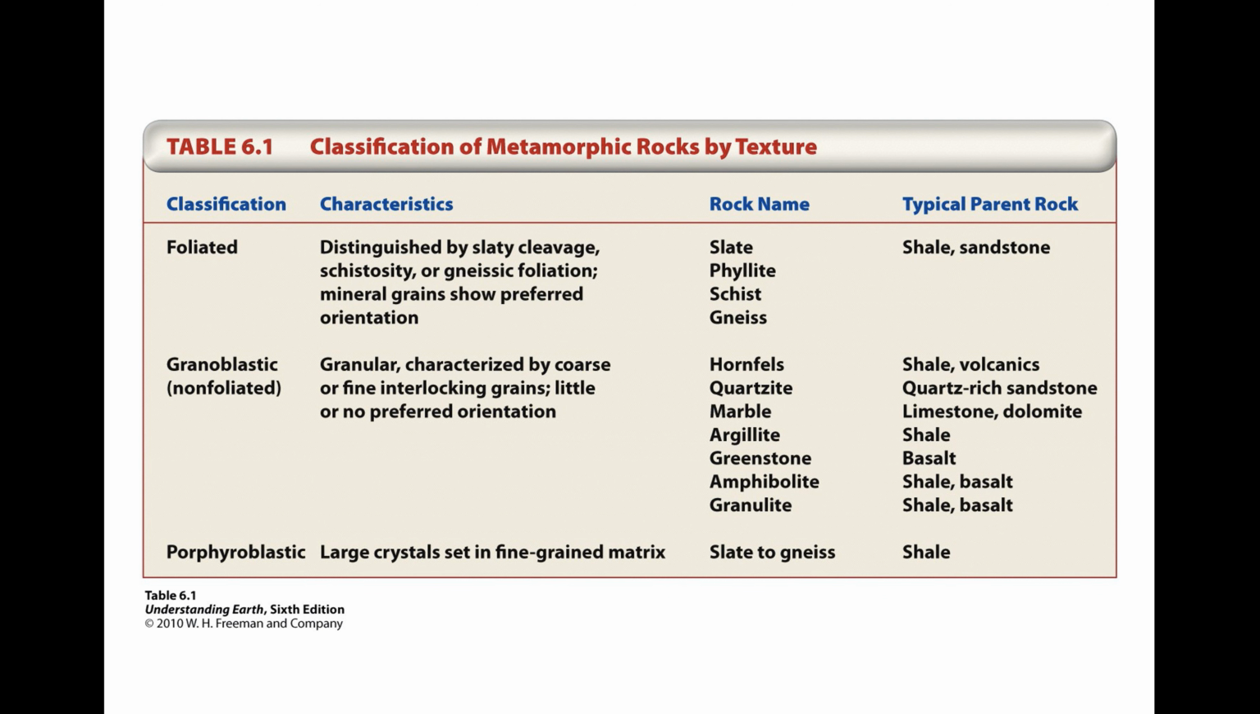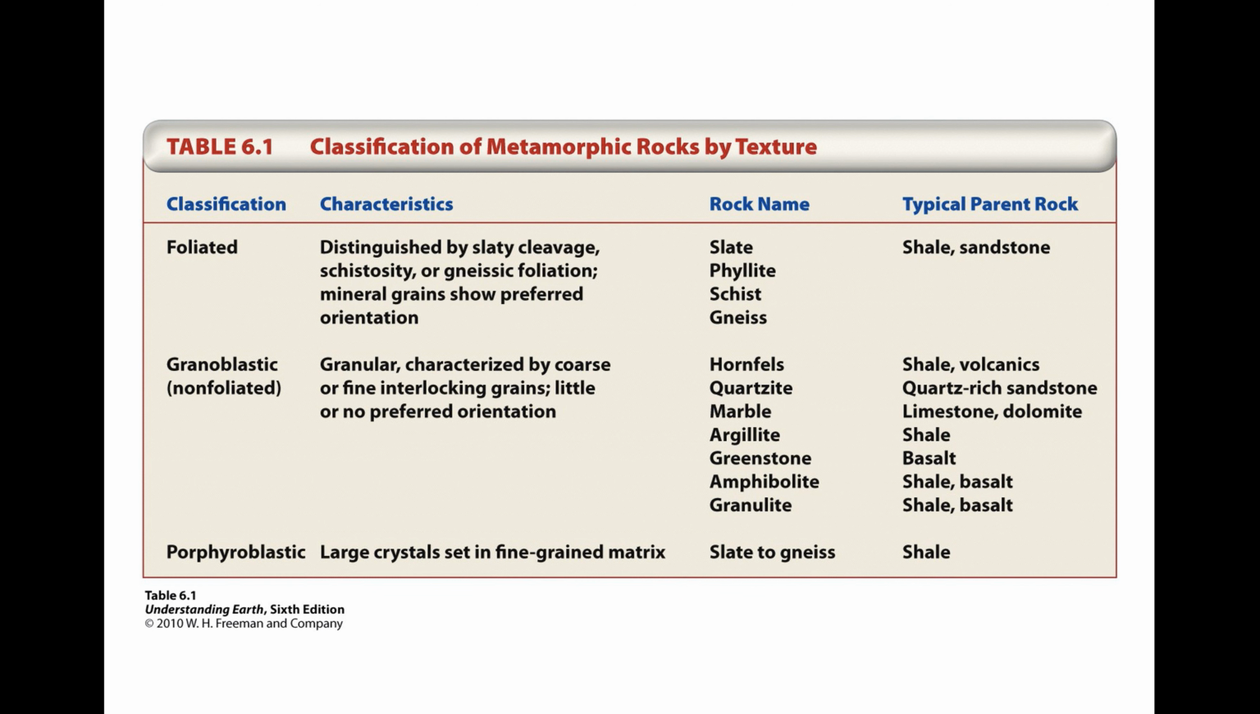Now we are looking for the rock names. When we are talking about foliated rocks, then we are talking about slates, phyllites, schists and gneisses. When we are talking about granoblastic rocks, then we are talking about hornfels, quartzites, marble, argillites, greenstones, amphibolites and granulites. And such porphyroblasts can occur in slates up to gneisses.